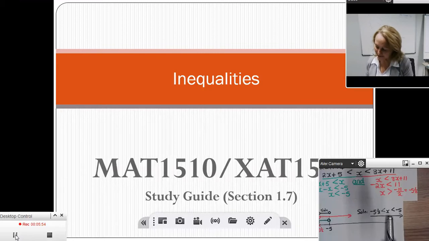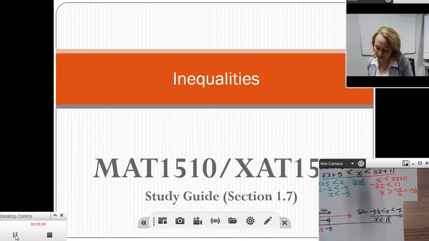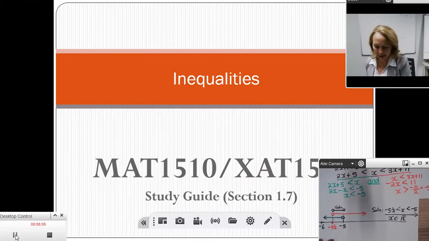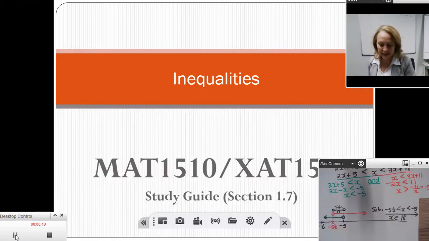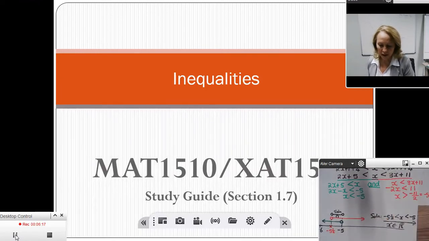All the x values where x is an element of the reals and x has to be greater than negative 5.5, so I use the strict inequality, and x has to be less than minus 5. So the solution then is the intersection of the two inequalities which we found by solving the simultaneous linear inequalities.